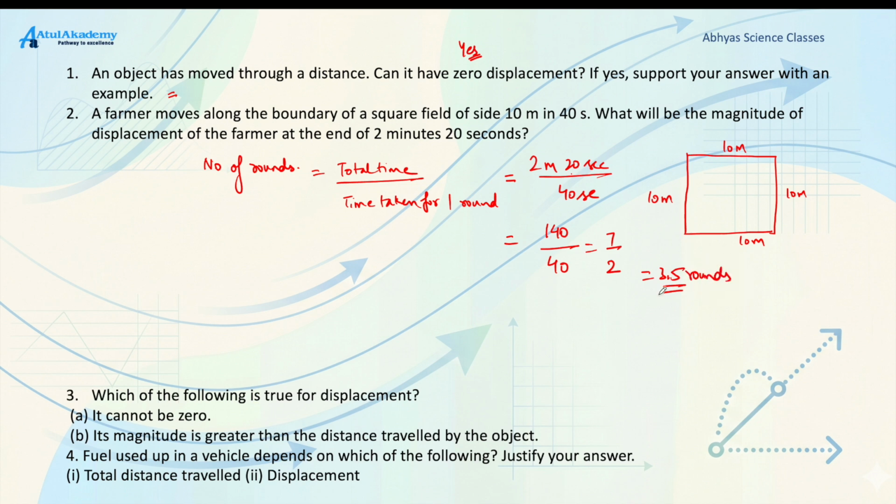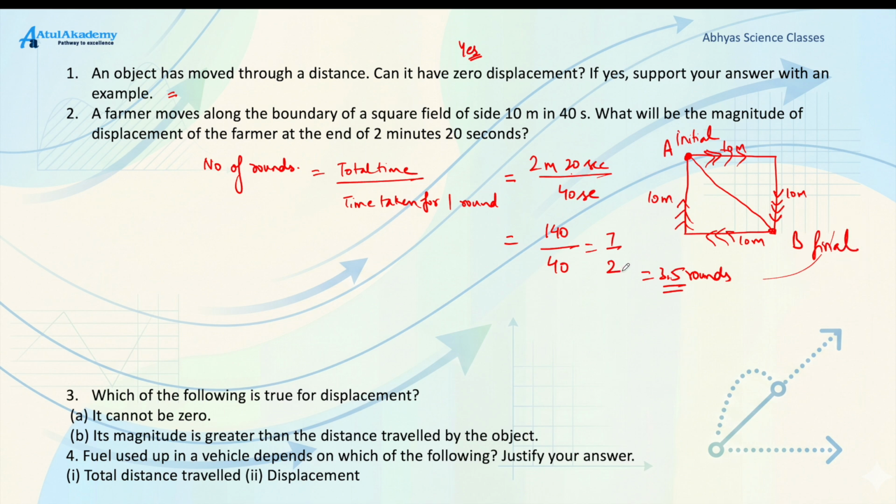So how many rounds are here? 3.5 rounds. So let's say the person starts from here. So one round is completed till here, then the second round, then the third round, and then only half a round more. So from here it will go. Understood? So first round, I repeat, then the second round, then the third round, and then half a round till here. So the initial position is this, and the final position is this.